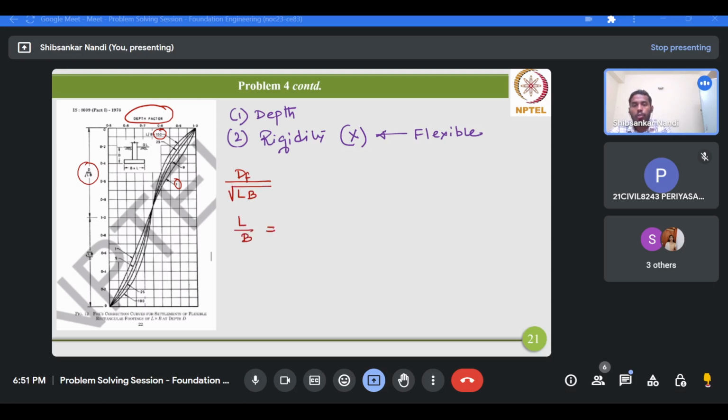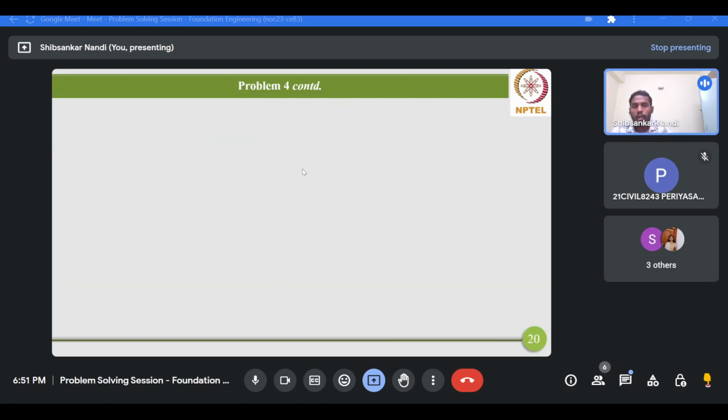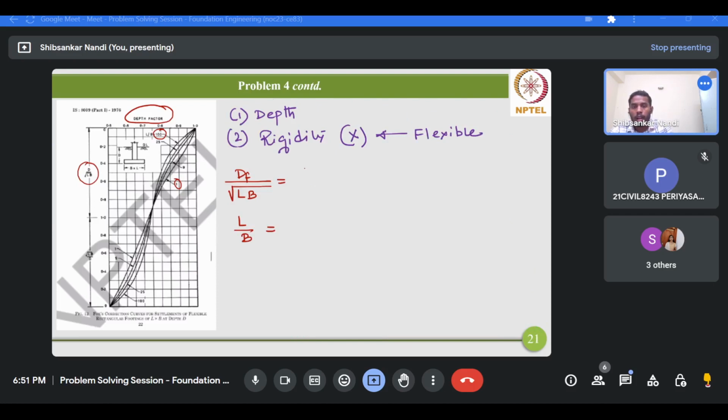First of all, dF upon square root of L times B, and the L by B ratio. Two ratios we need to know. For the given problem, what is the dF value? The dF value is 2, and the length and breadth, both the dimensions, are equal for a square footing, and it's 2.5. So that means 2 divided by 2.5, which is 0.8. And what about the L by B ratio? It's 2.5 by 2.5.